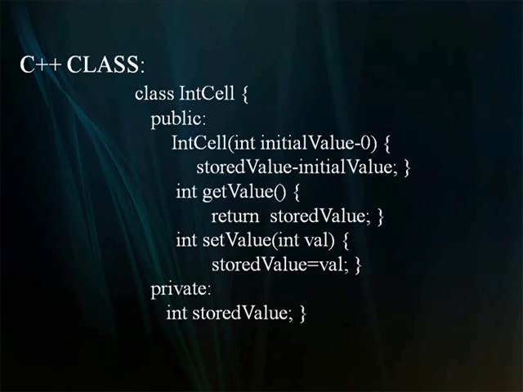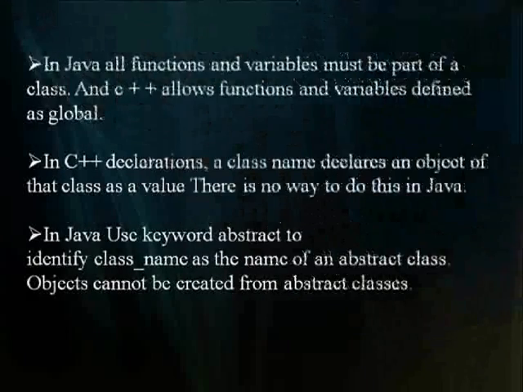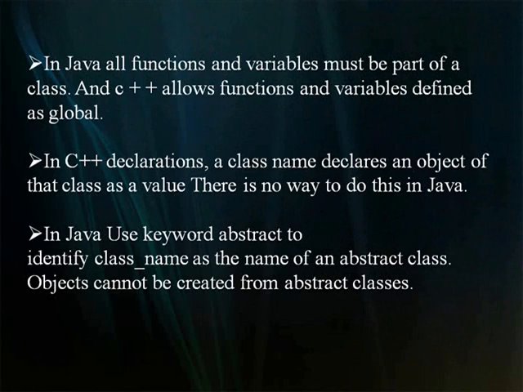In Java, use keyword abstract to identify class name as the name of an abstract class. Objects cannot be created from abstract classes. Use keyword final to identify class name as the name of a final class. Cannot create a class that inherits behaviors and state variables from a final class. Keywords public, abstract and final can be specified in any order.